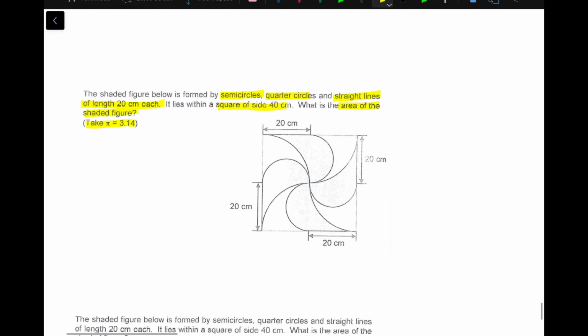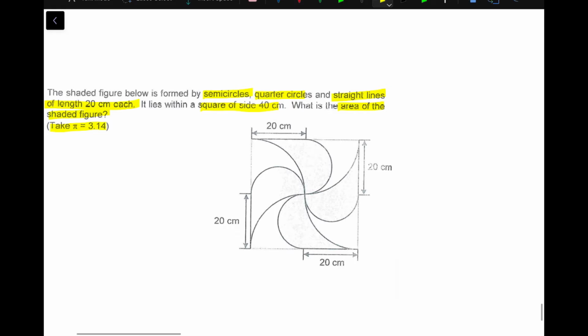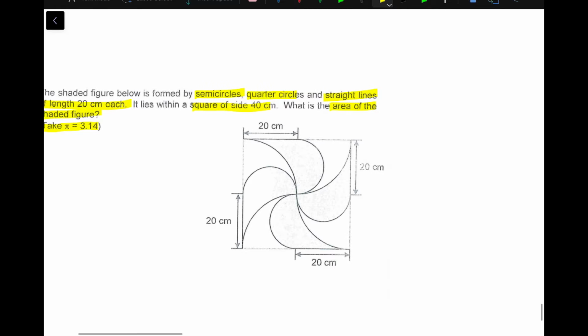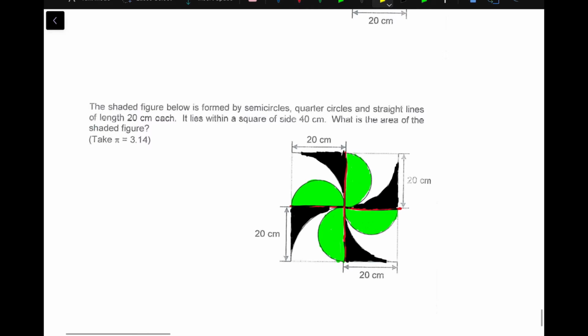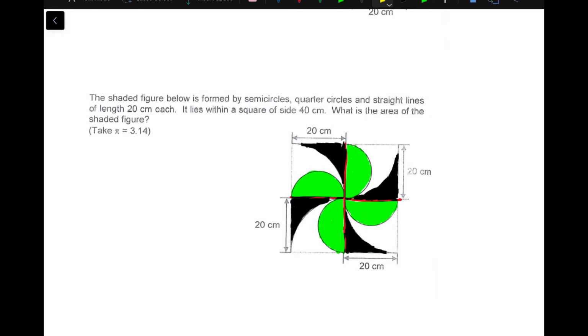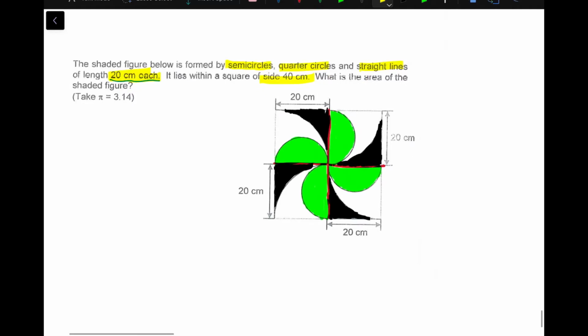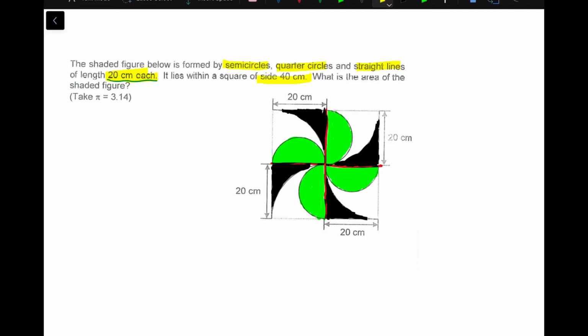Okay, so in this figure, I don't think the shaded parts are clearly shown, so I've edited it. I've shaded the figure. As normal, the first step is to underline the main keywords. It's formed by semicircles, quarter circles, and straight lines of length 20 centimeters each. This is important. And then it lies within a square of side 40 centimeters. That's also another important piece of information.